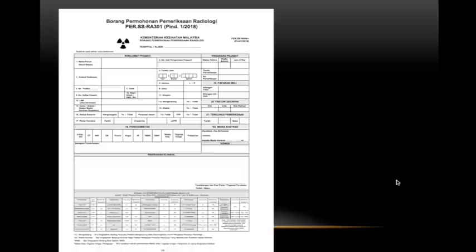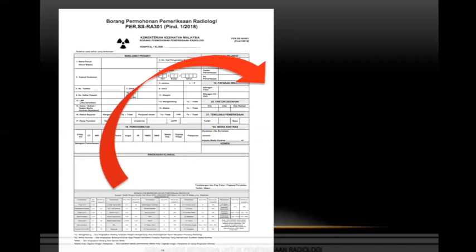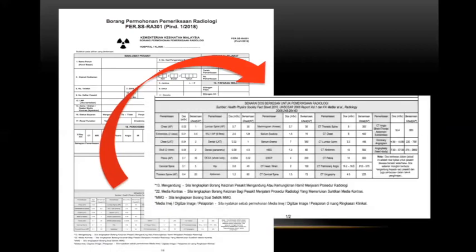All right, so yeah, I'm sure you guys are very familiar with this form. So this is my department form, Borang Pemeriksaan Radiologi. So usually you guys are going to fill it, very good, very nice. But sometimes people overlook this part, which is the dose for all of the CT as well as radiographs.